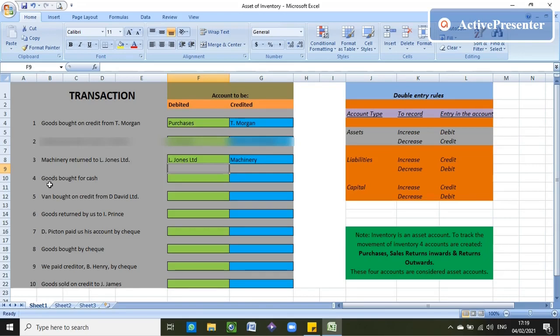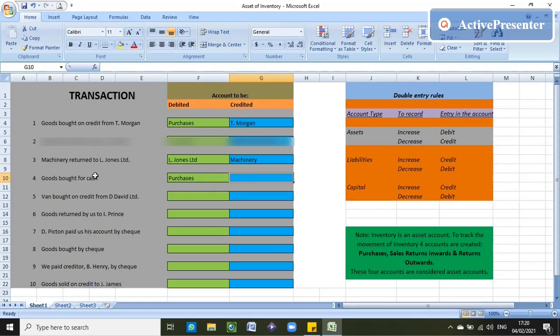The following transaction, goods bought for cash. Here we see the word goods, so we know we will use one of these accounts. Goods bought for cash. If we're buying goods, that means we will use purchases. Purchases, we need to do a debit entry on purchases because our inventory is going up. We show an increase in inventory or any asset account by doing a debit entry. So purchases will be debited.